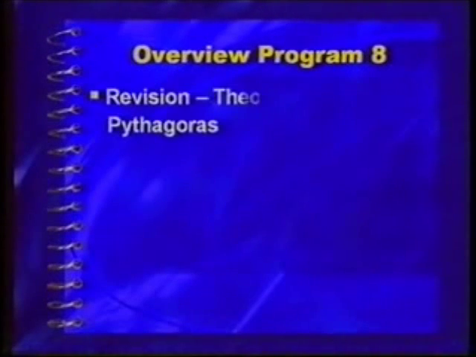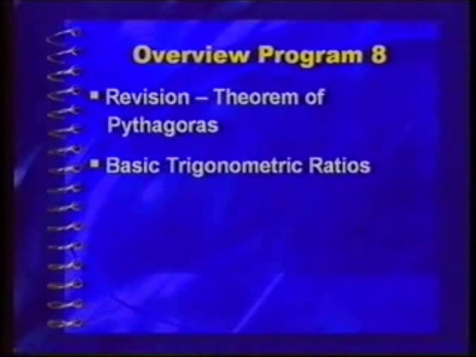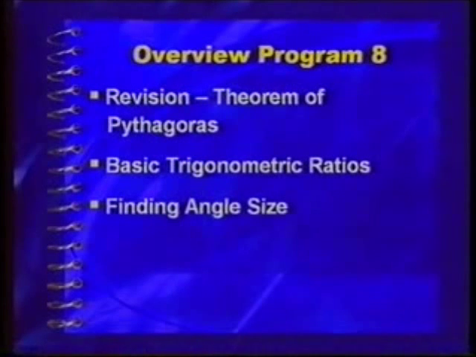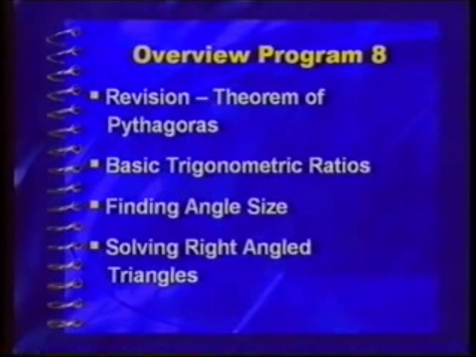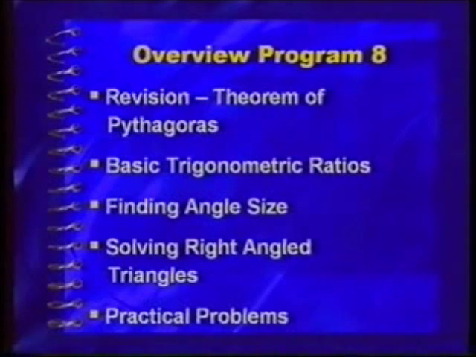We start off with a revision of the theorem of Pythagoras, because you can't do trigonometry without that. Then we look at the basic trigonometric ratios. Then we look at problems that involve finding the angle size. And then we solve right-angled triangles. And lastly, we have a look at practical problems. Well, let's make a start with the theorem of Pythagoras.